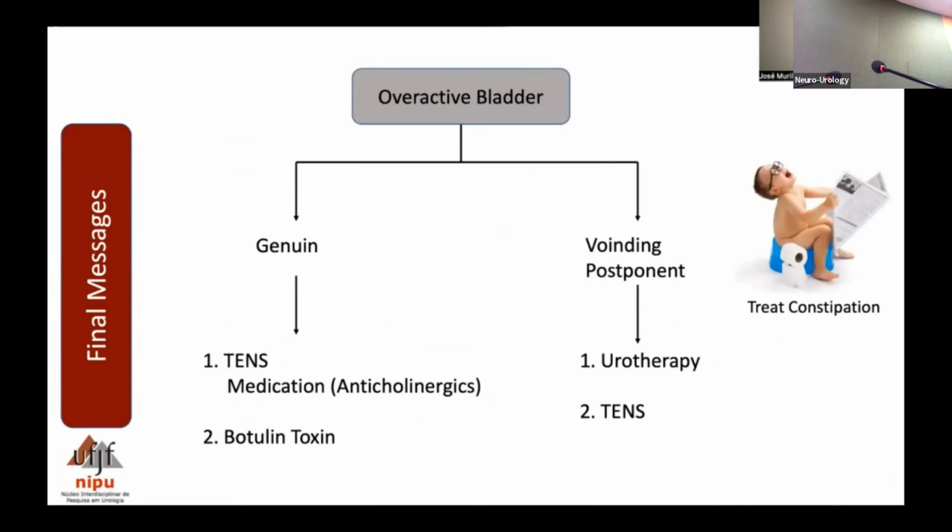So in conclusion, what we can say is that for overactive bladder, with voiding postponement and urotherapy, you can get good results in most children. But if you don't, you can use TENS. If you have genuine overactive bladder, TENS may be the first line treatment, with anticholinergics also. But in my opinion, if you can do TENS, I prefer it. In those that do not respond to TENS, anticholinergics, or both together, you can use botulinum toxin.